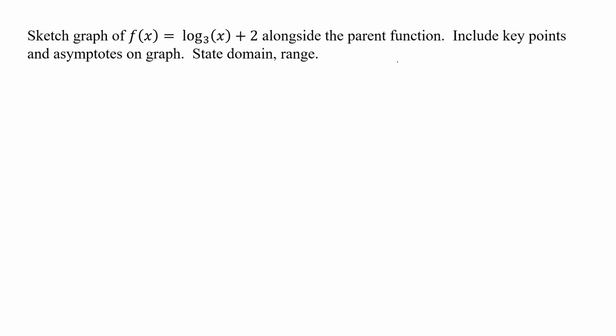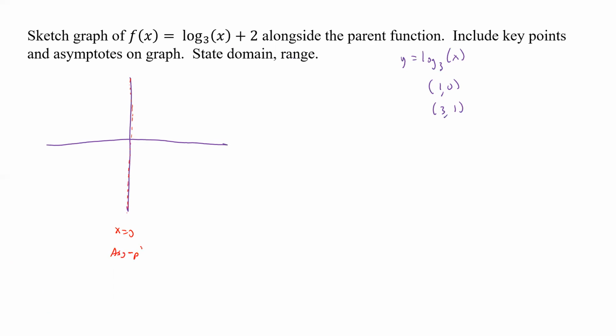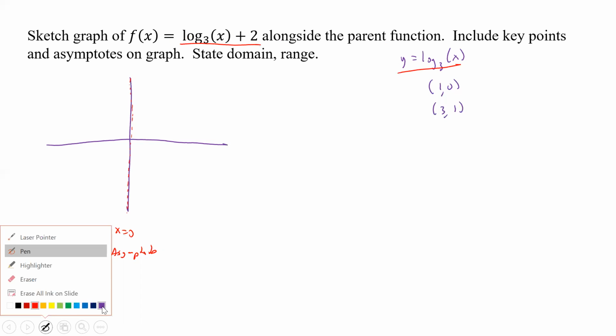So what is our parent function? Let's do that first. Well, it's y equals log base 3 of x. So we have the point (1, 0) and we have the point (3, 1). Okay, so that's what we have. And what do we know? Well, our asymptote, let's go ahead and make it red maybe. So that's going to be x equals 0 is our asymptote. And does that change for either one of them? No, it's going to be the same asymptote for both our base function as well as our new function. So we'll leave that like that.